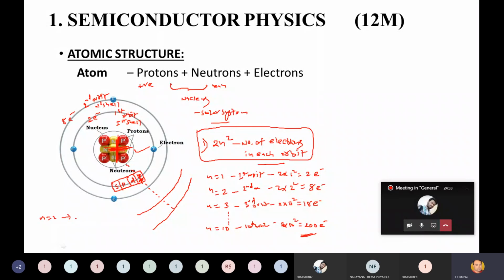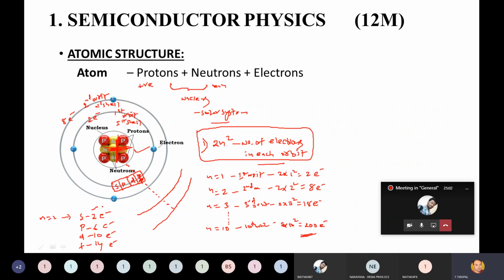How many electrons can S occupy at maximum? S is occupied by 2. P, 6. D, 10. F, 14. Please do remember this, because it might have already come in the intermediate level examinations. These are very important. So the subshells S, P, D, F can be occupied by a maximum of 2, 6, 10, and 14 electrons.